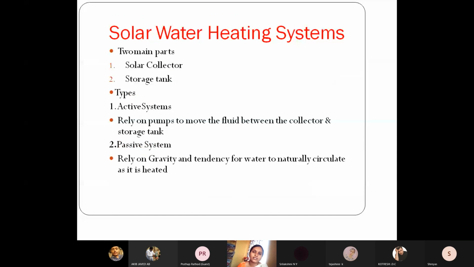Next is the solar water heating system. In the solar water heating system, I'll explain in the next class.